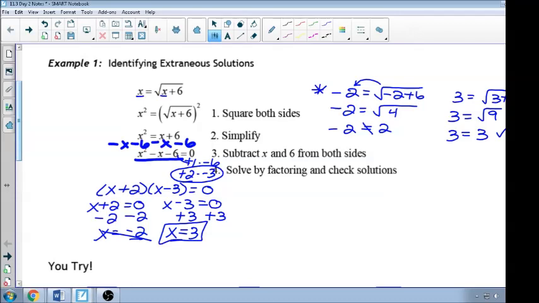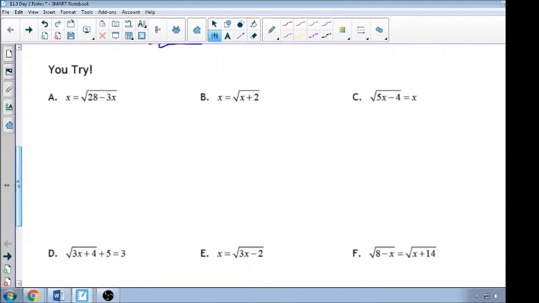Okay. Let's go ahead and look at another example. So I have x equals the square root of 28 minus 3x. The square root is already isolated, so I'm going to square both sides. X squared equals 28 minus 3x. Because I have the x squared, I do want to bring everything to the x squared, so I'm going to subtract 28 and add 3x to both sides.